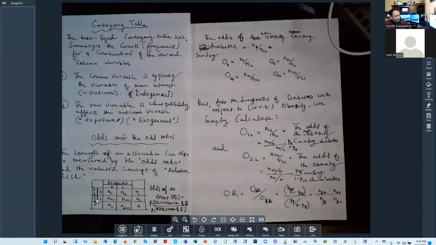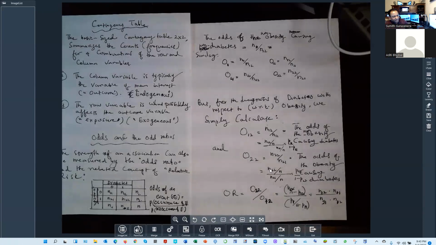And then for the non-obese, with respect to obese or non-obese, the odds of the non-obesity causing diabetes and the odds of the obesity causing diabetes, those two I'm going to calculate. That means n12 divided by n11 and n22 divided by n21. And that ratio is called the odds ratio.